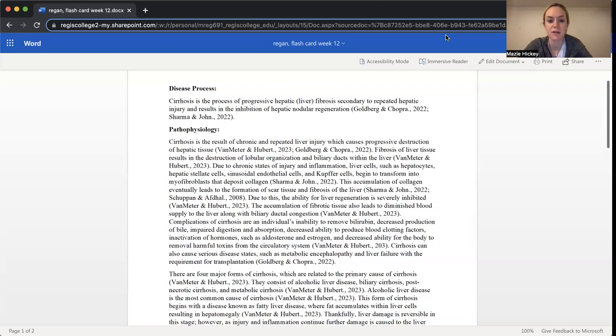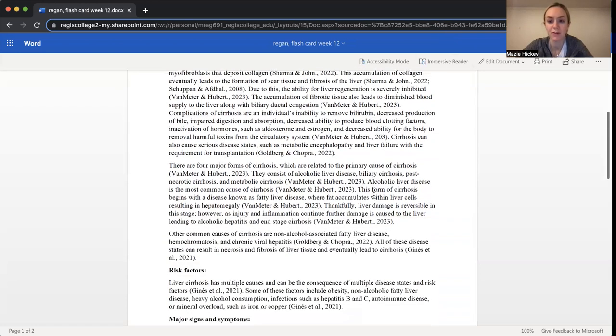Cirrhosis can also cause serious disease states such as metabolic encephalopathy due to the accumulation of toxins within the body. And then liver failure can ensue from the cirrhosis and the severe damage to the liver tissue. This often requires transplantation because the liver no longer has the ability to regenerate like it does with more minor liver injury and inflammation.